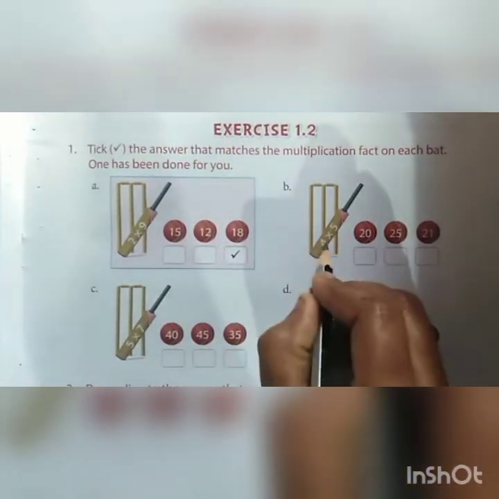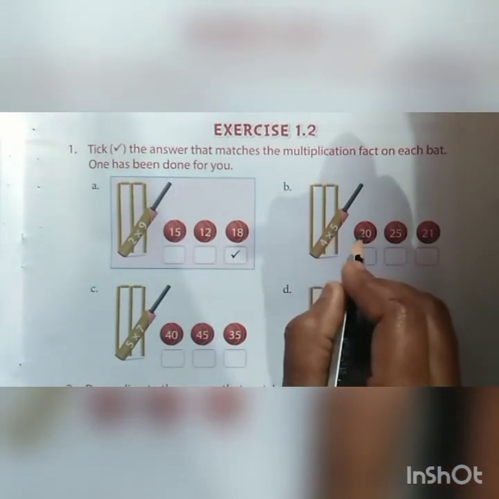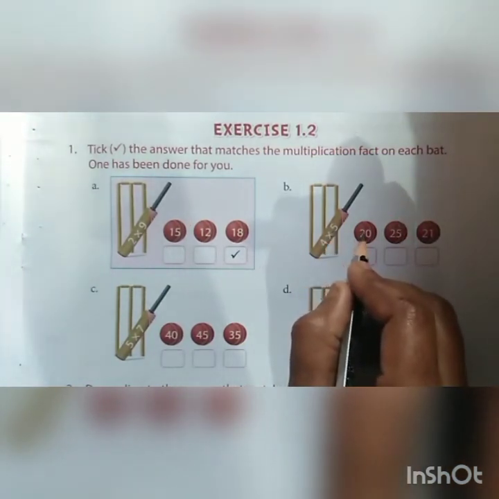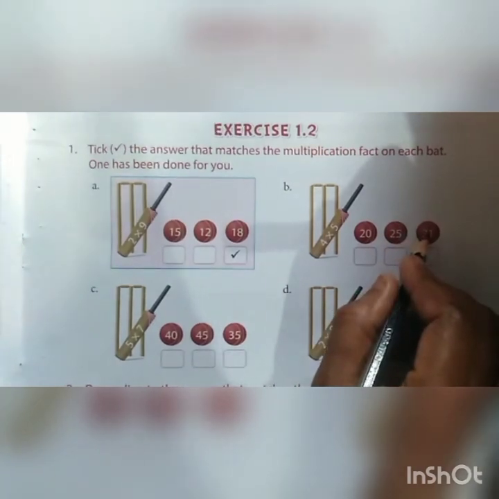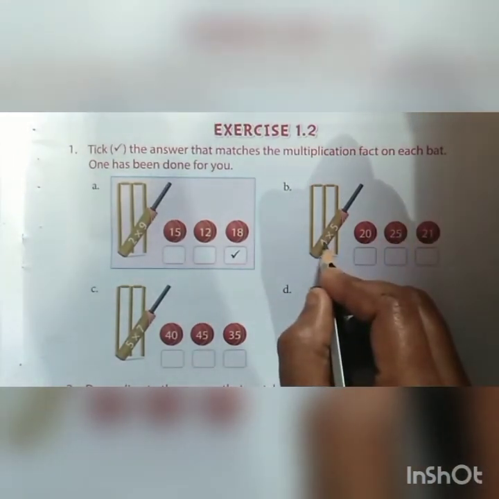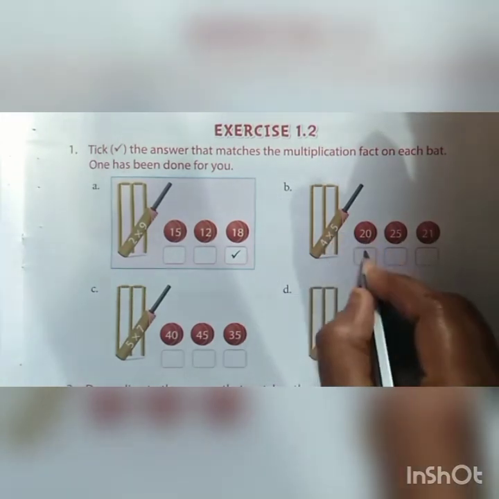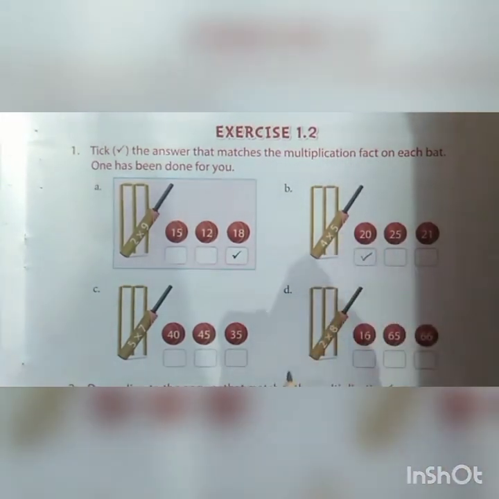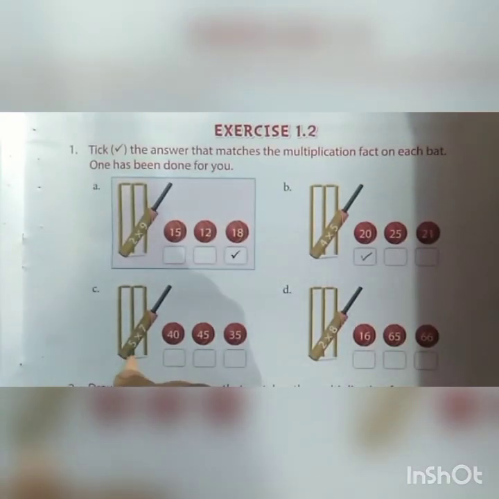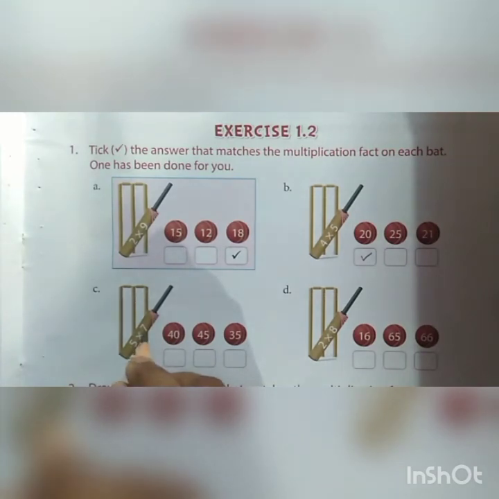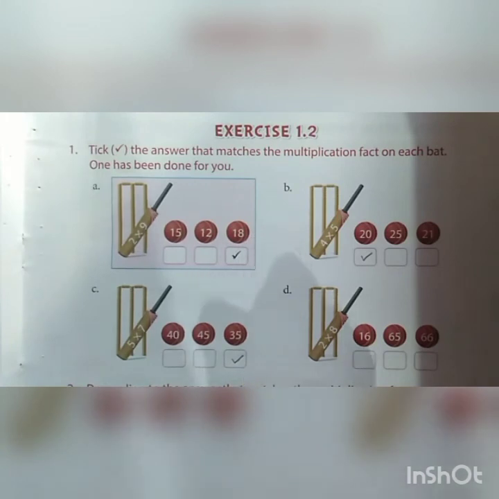Next question is 4 into 5. Here 3 options are given, 20, 25 and 21. We should choose the correct answer. We know that 4 into 5 equal to 4 5s are 20. So we should tick 20. Next question, 5 into 7. Here the options are 40, 45, 35. Here we can say the table of 5 for 7 and 5 7s are, yes, 35. So we should tick 35.